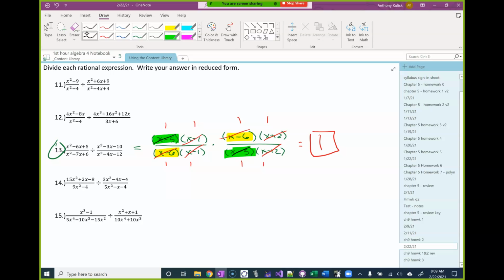If you look in your content library there, you'll notice there's a homework 1 and 2 review where I just have a couple of problems from homework 1 and 2 that I'm going to ask you guys to do tonight also to just help refresh our memories on things. I don't think the lecture today is going to take by any means the entire hour.